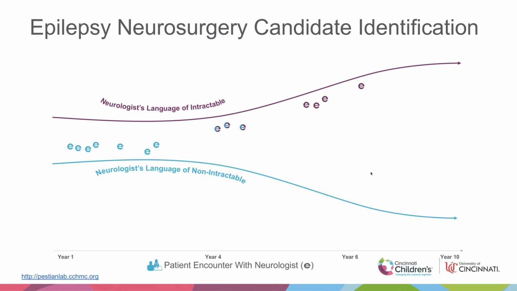Each of these little E's represents a patient visit with their neurologist. So you can see that as they go through their care, they're moving towards non-intractable. No, this patient is moving towards intractable. So in the previous visits, prior to implementation of our natural language processing algorithm, patients can be identified at year 6, and we say, look, you're intractable, you may need to be sent for surgery consult, let's go ahead and send you. Instead, with the algorithm and alerting the providers, we can recommend and find patients at year 4, so up to 2 years earlier than they're being found in typical clinical care.